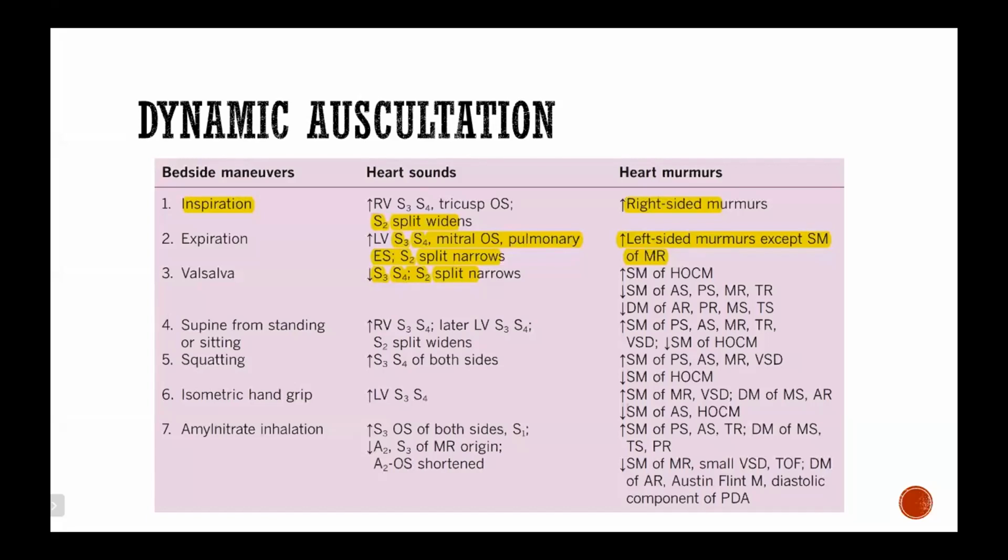In addition to amyl nitrate, the other drugs that can be used for dynamic auscultation are methoxamine as well as phenylephrine, and these are basically vasopressor agents, and the effect will be reversed to what happens with amyl nitrate. But amyl nitrate inhalation is more convenient to use, whereas these drugs have to be given intravenously, and it's very difficult to alter their dosage, and therefore they are not routinely used for dynamic auscultation.